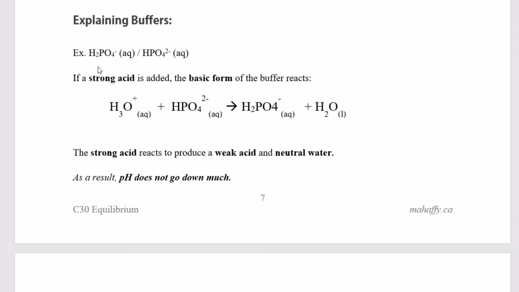Well, if we consider the dihydrogen phosphate, hydrogen phosphate ion buffer system, if you add a strong acid, the basic form of the buffer is going to react with it. When you add the strong acid, which contains hydronium, the basic form reacts, and when it does so, it produces a weak acid. So you take the strong acid that you add, and essentially you convert it into a weak acid and water. And because this strong acid reacts to produce a weak acid, the pH doesn't go down very much.